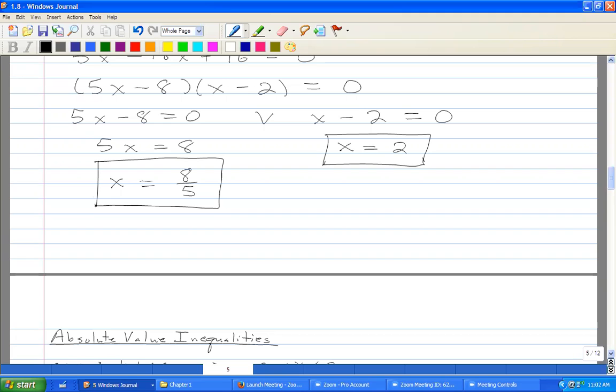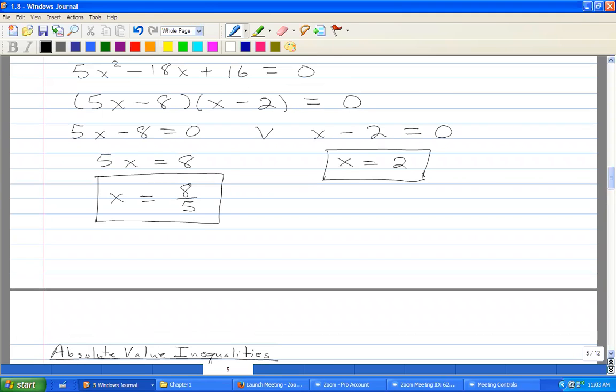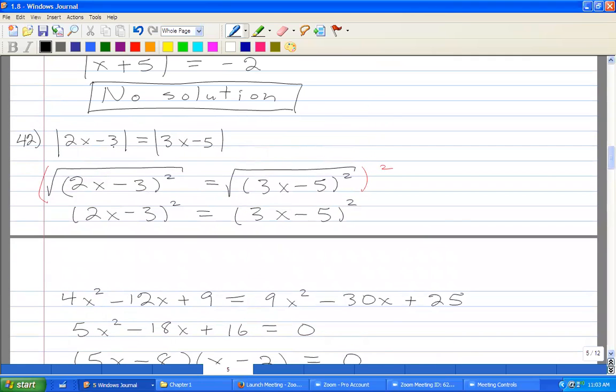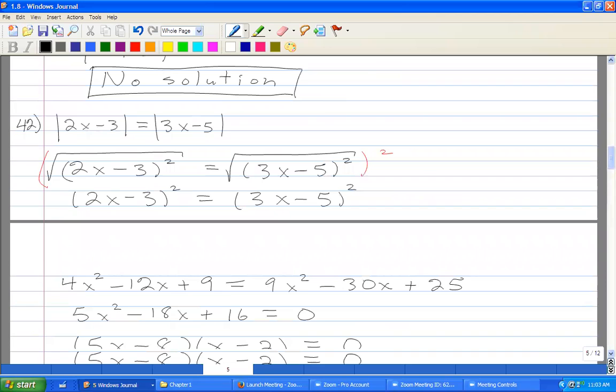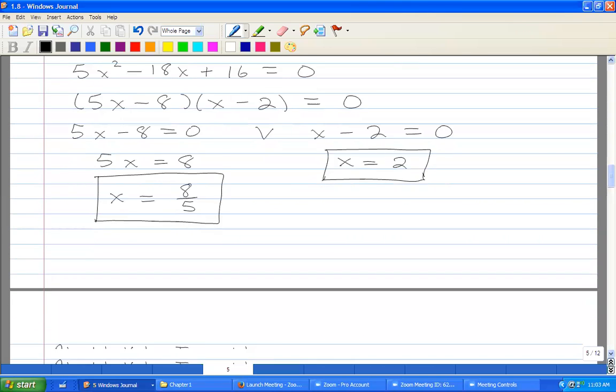You could have alternatively done it where you said that 2x minus 3 is equal to plus or minus, in parentheses, 3x minus 5. And then solve for x, and you'll actually get 2 solutions, and the solutions will be the same as what I did here.